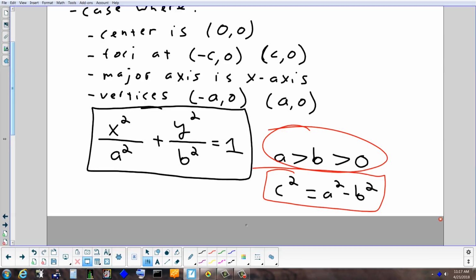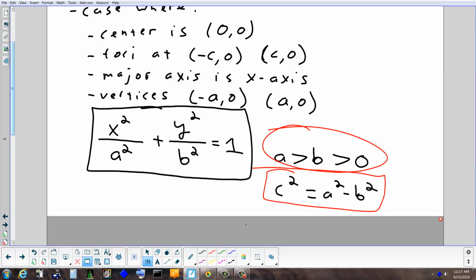Any questions on the equation or the inequality or the formula that's below it? Now, I'm going to come back. You don't have to write this next part down. I just want to show you it before we move on.